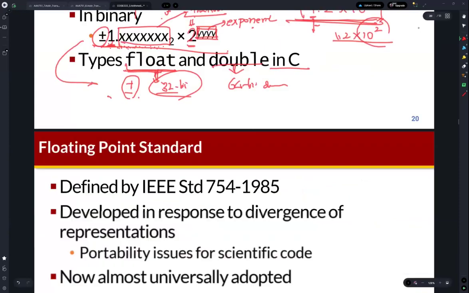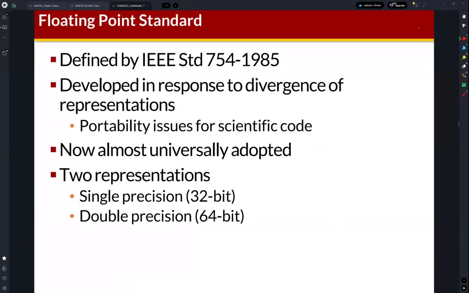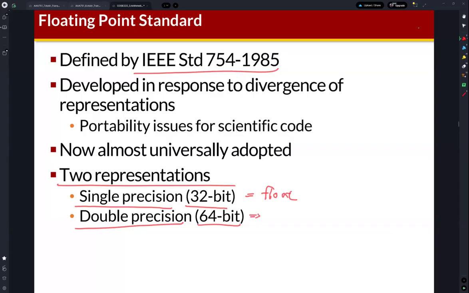Okay, so let's see how we represent the floating point number. So actually, this floating point number is specified in the IEEE standard. And then there are two different representations: single precision, which is 32-bit, so this is the float, and double precision, which has 64-bit, so this is double. Okay.